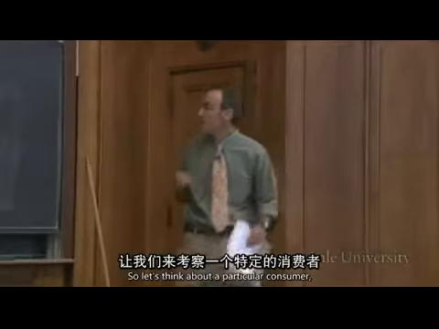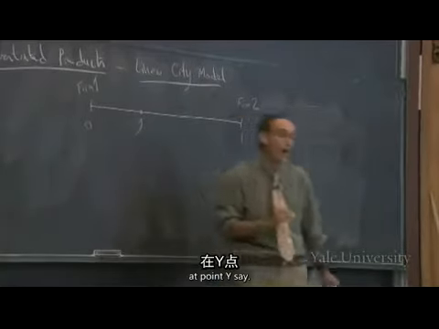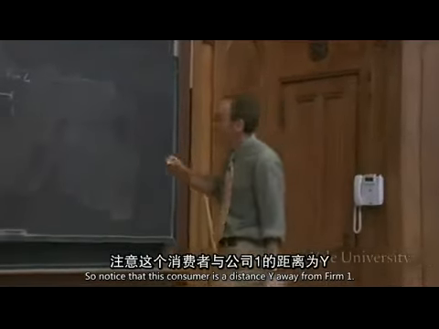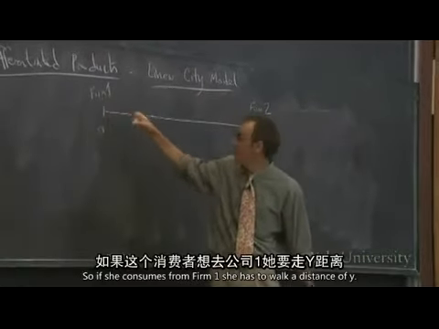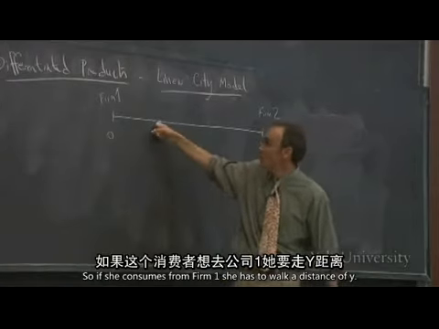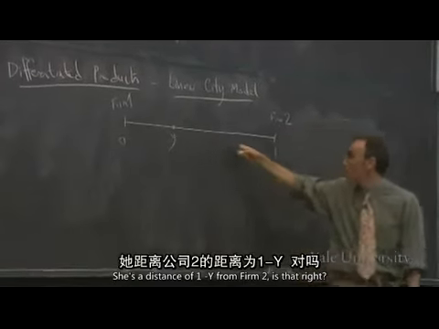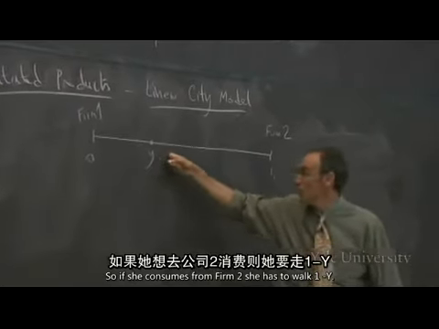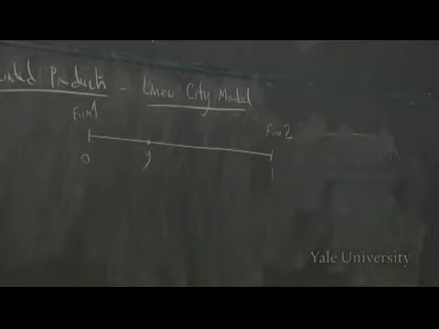So let's think about a particular consumer. Suppose this consumer is here, at point y, say. Notice that this consumer is a distance y away from firm 1. So if she consumes from firm 1, she has to walk a distance of y. And she's a distance of 1 minus y from firm 2. So if she consumes from firm 2, she has to walk 1 minus y. That's going to turn out to be key in our model, as we'll see in a second.